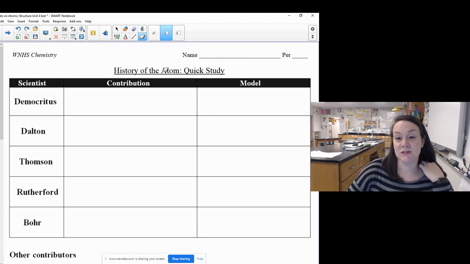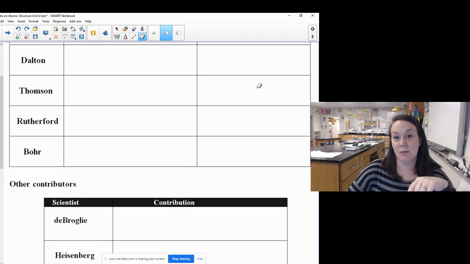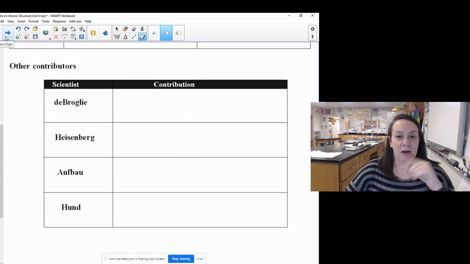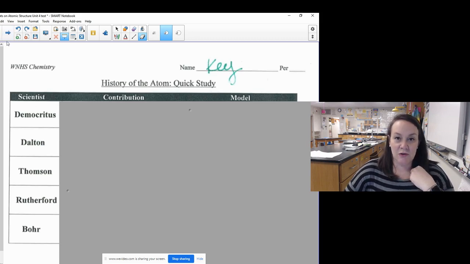And I want you to do this quick study and try to tell me what each scientist did and the model that they had. And then this is your quantum mechanics model. And so I'm going to give a little break here. And then what you will see is us back in class, and you will see us going through the answers to this and making sure that you feel good.